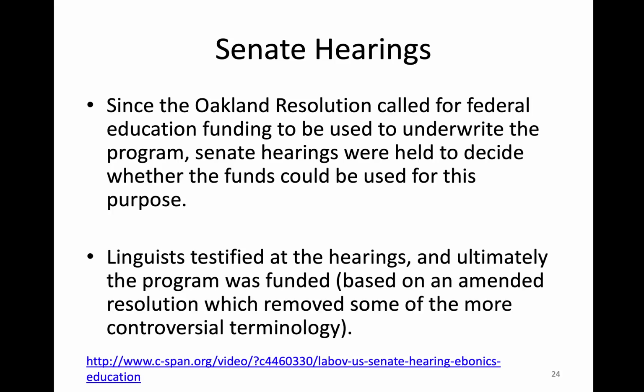Now, the Oakland resolution called for federal education funding to be used to underwrite the program, and so Senate hearings had to be conducted to decide whether the funds could be used for this purpose. And linguists testified at the hearings, and ultimately the program was funded based on an amended resolution which removed some of the more controversial terminology that we saw earlier.